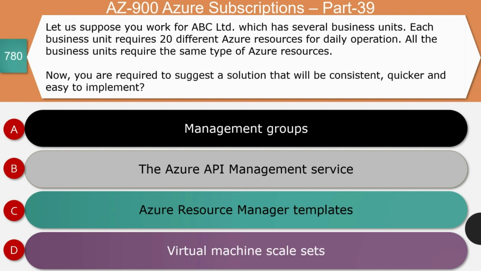Next question. Let us suppose you work for ABC Limited, which has several business units. Each business unit requires 20 different Azure resources for daily operation. All the business units require the same type of Azure resources. Now you are required to suggest a solution that will be consistent, quicker and easy to implement. Option A, management group. Option B, the Azure API management service. Option C, Azure Resource Manager template. Option D, virtual machine scale set. Out of which the right answer is Azure Resource Manager template.